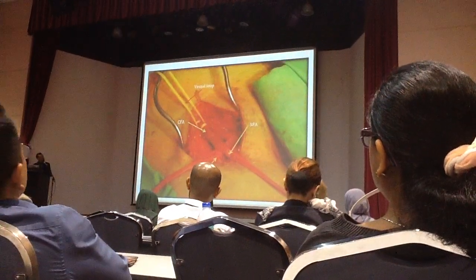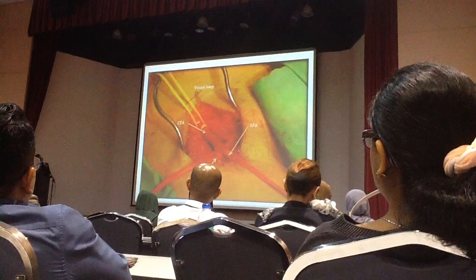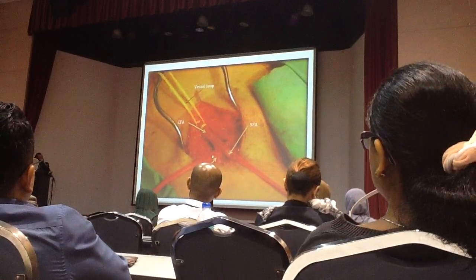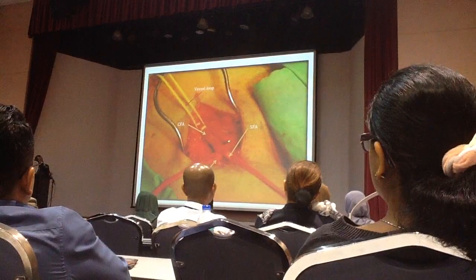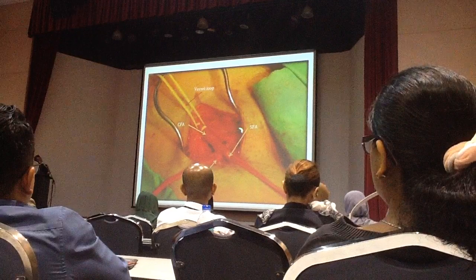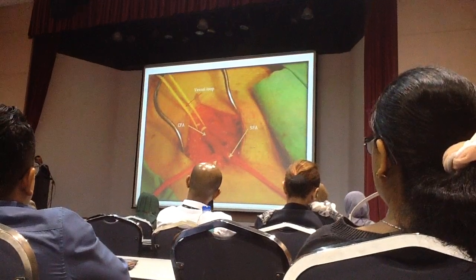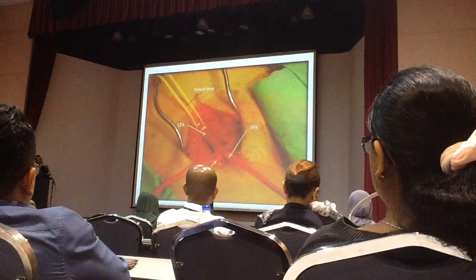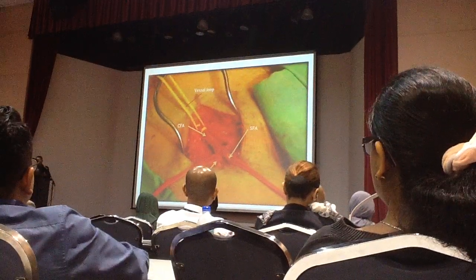So next, if you identify all the 3 branches of the femoral artery, double loop all 3. Right? Sometimes you may find small branches coming out from the CFA itself. You can loop them temporarily with suture, or you can use a bulldog, right? Temporary clamping.